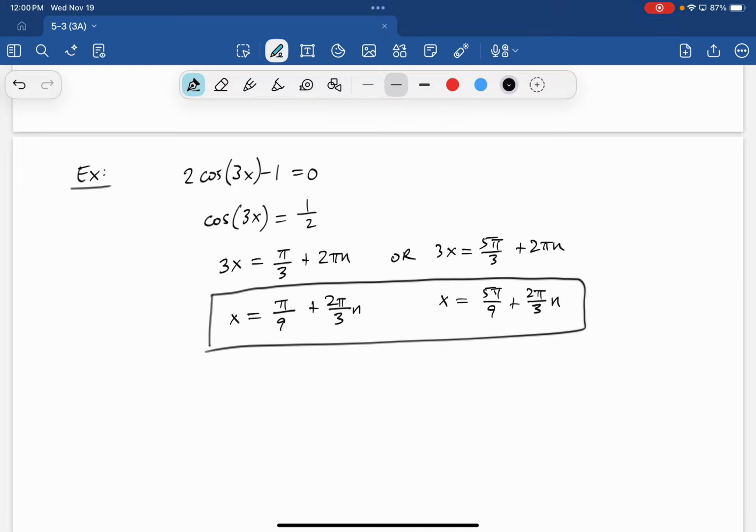As you can see, the period has reduced by a factor of 3. Instead of 2 pi n, now it's 2 pi over 3n. This is exactly consistent with our expectations, because if we recall our formulas from graphing, the period of this cosine function should be 2 pi over b, right? And here b is 3. So the period is actually not 2 pi, but 2 pi over 3. This is good. This is what we expect. Same as before, except now we just divide our final solution by whatever factor we have.